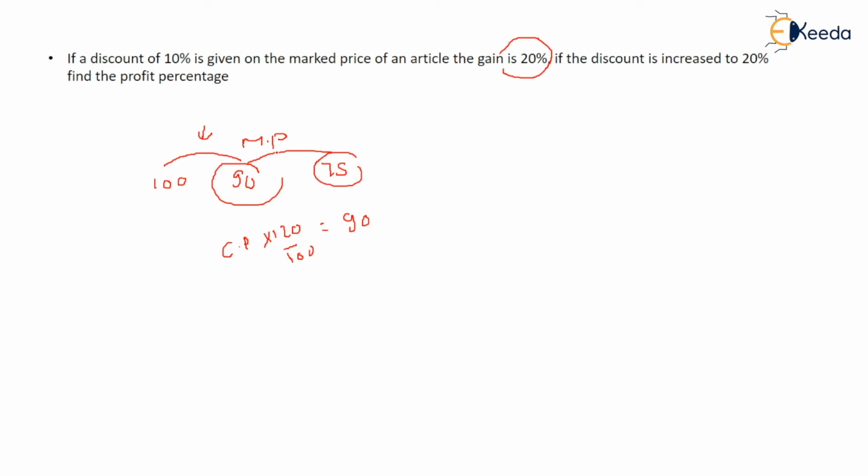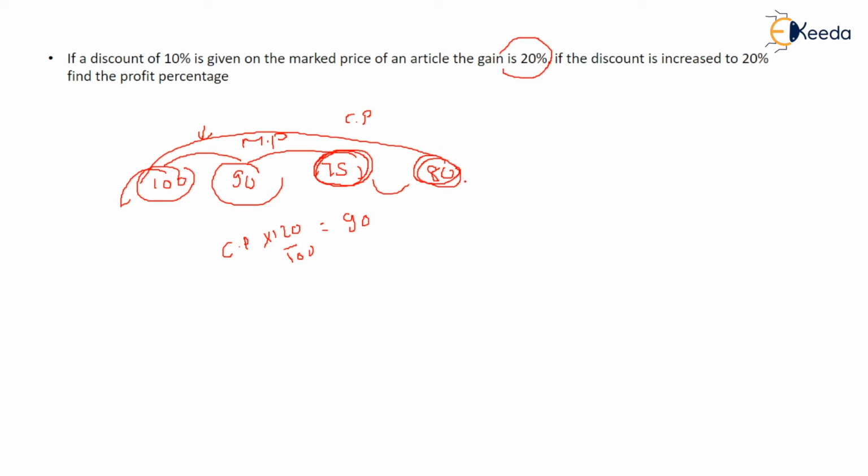If the discount is increased to 20%, find the profit percentage. Okay, so 100 is the marked price, right? And now he is giving 20% discount. So now 80 rupees he is selling that product for. So what is the profit percentage? The cost price is 75, right? And he is selling at 80 rupees.